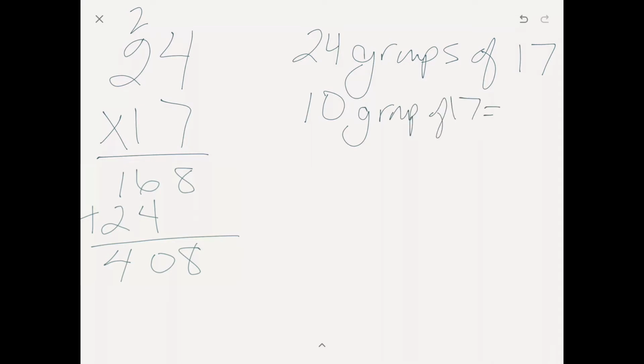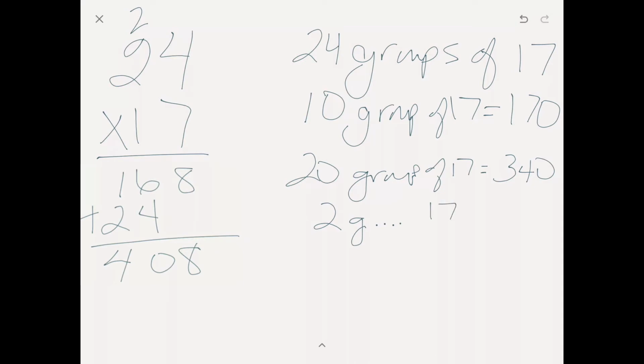of 17 is 170. Well, then if 10 groups is 170, 20 groups of 17 is going to be double that, which is 340. Well, I've got my 20 groups, but I need 4 groups. And one of the things that kids might know is that 2 groups, I'm just going to abbreviate, of 17 is 34. So 4 groups of 17 is going to be 68.